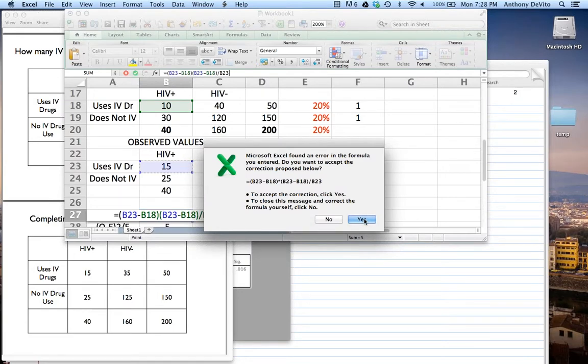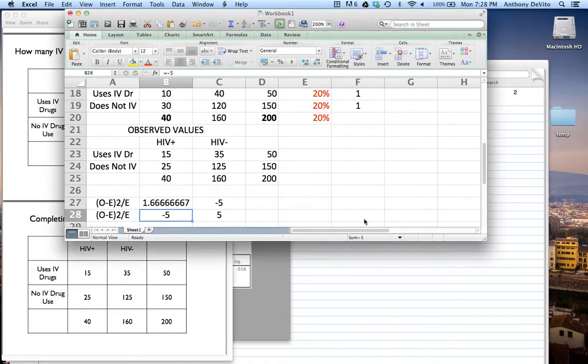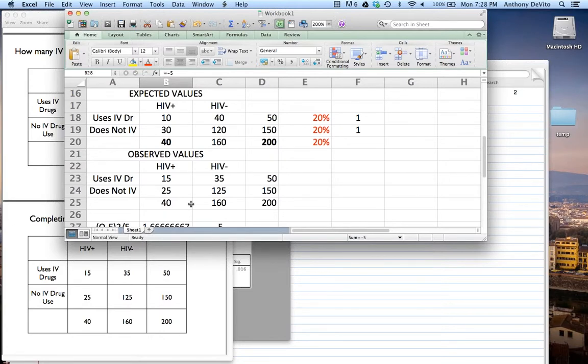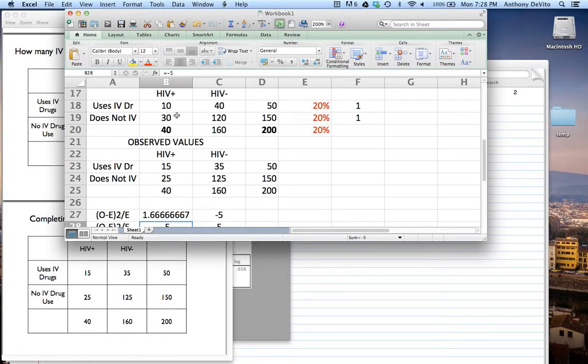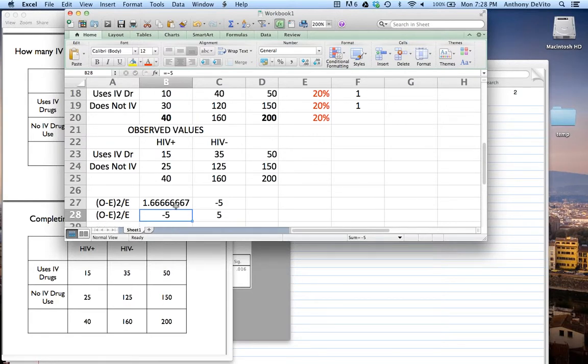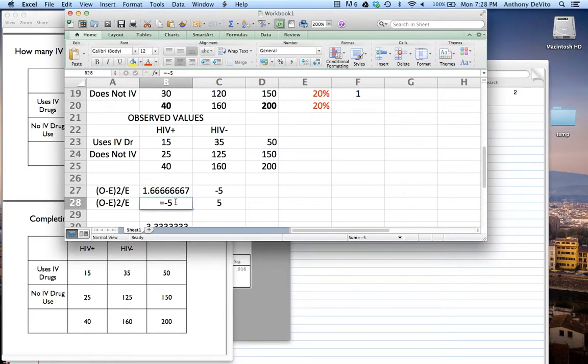Oops, found an error in the formula. What error did I have in that formula? Oh, it worked out though, I think. Okay, let me do it in my head just so I can make sure it's right. The difference would be 5, and 5 squared is 25, divided by the expected value of 15, is 1.67. That turned out right. Okay, so I'm going to do the same thing for each one of these other boxes.